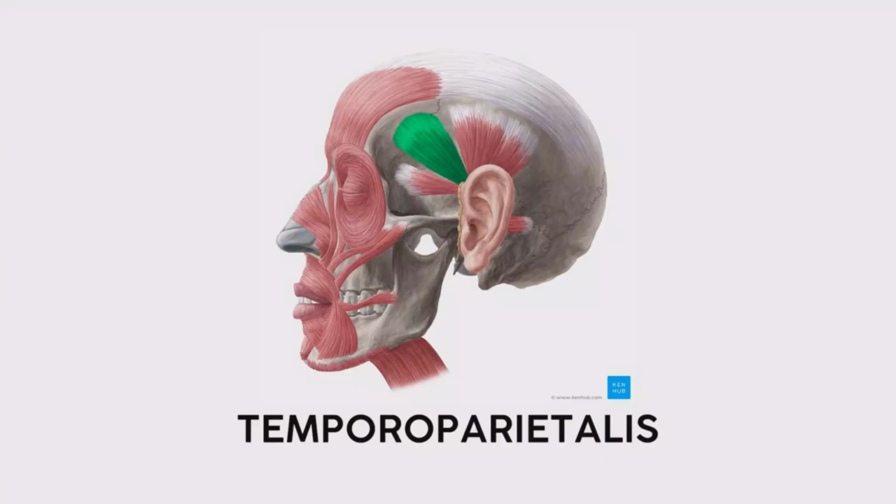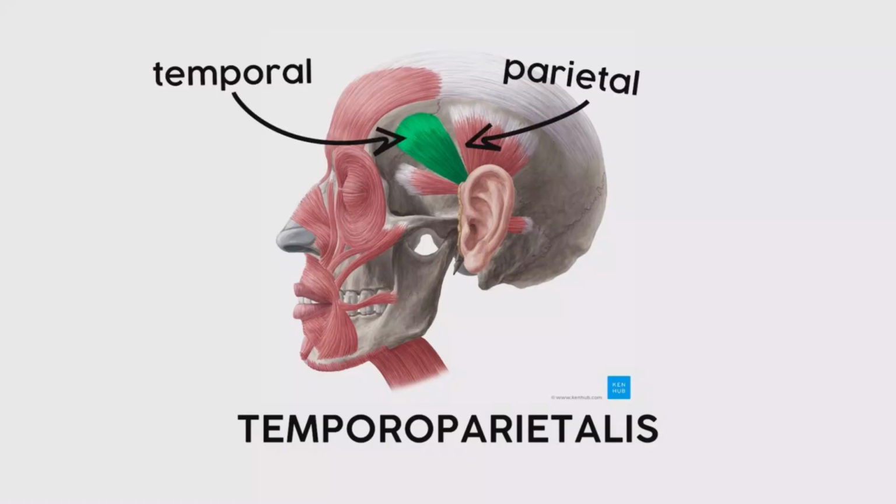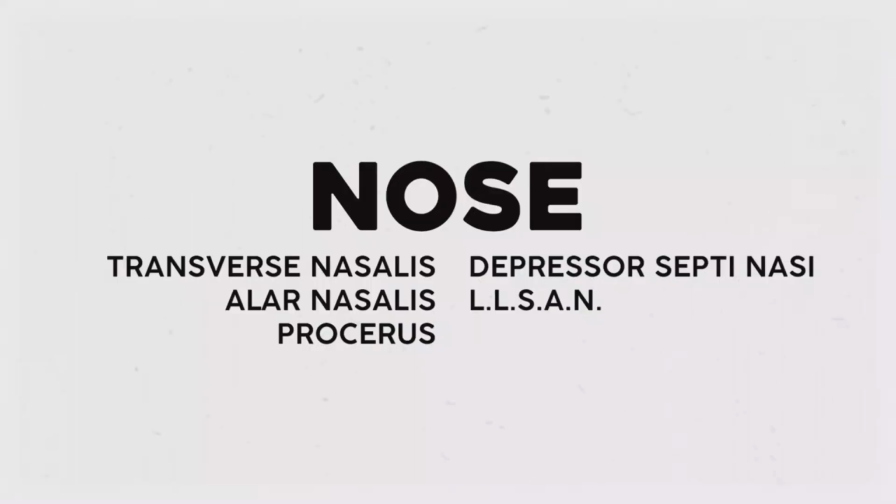The final muscle in this chunk is the temporoparietalis. As the name implies, it sits somewhere between the temporal and parietal regions of the skull and attaches to the ear. Next up, the nose muscles.